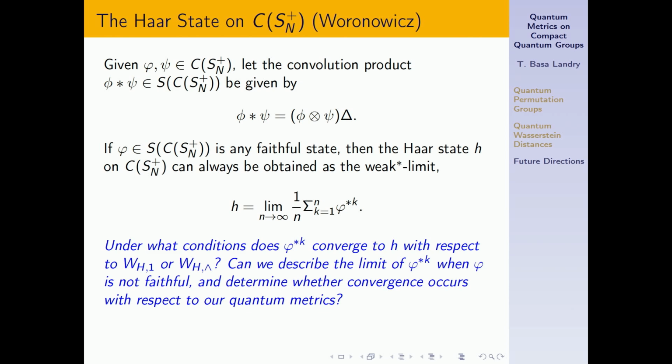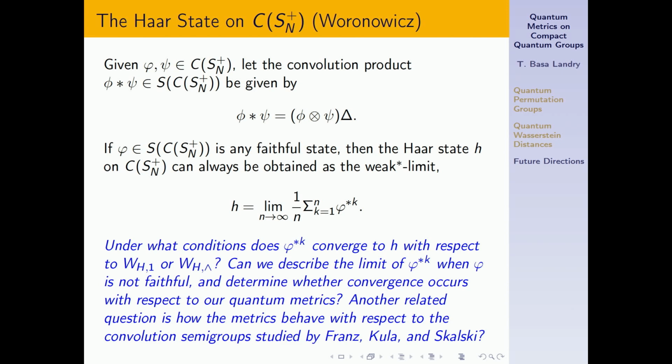And what about when it's not faithful? Can we describe what the limit looks like? And can we determine whether convergence occurs with respect to our metrics? And another related question is, how do the metrics behave with respect to convolution semigroups? And we would like to look at the one studied by Franz, Kula, and Skalski.